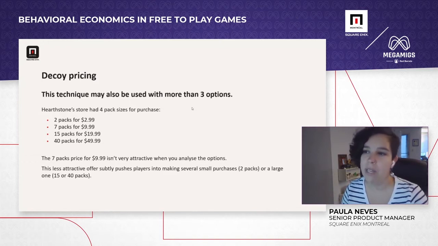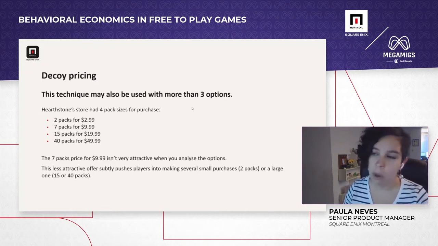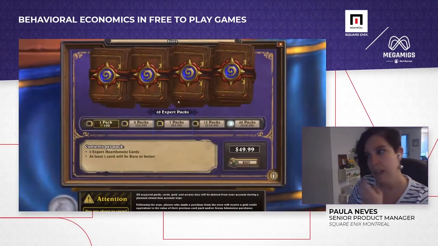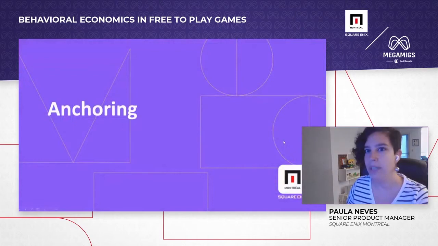If you do the math and analyze this, the 7 packs for $9.99 isn't very attractive at all when you look at all the options. But this less attractive price is there just to subtly hint players to either make several small purchases or make one large purchase, right? So this is how they present it in their store. This middle price is supposed to push players to either one end or the other end of the spectrum. So yeah, that was decoy pricing.